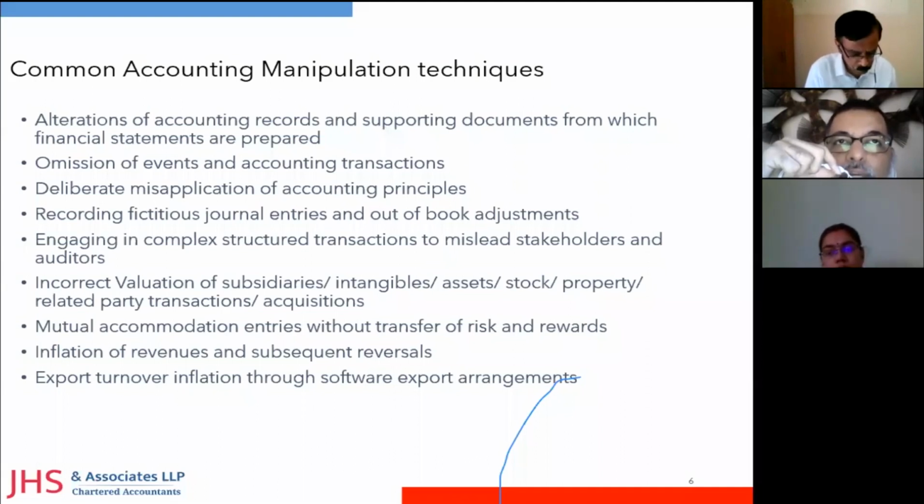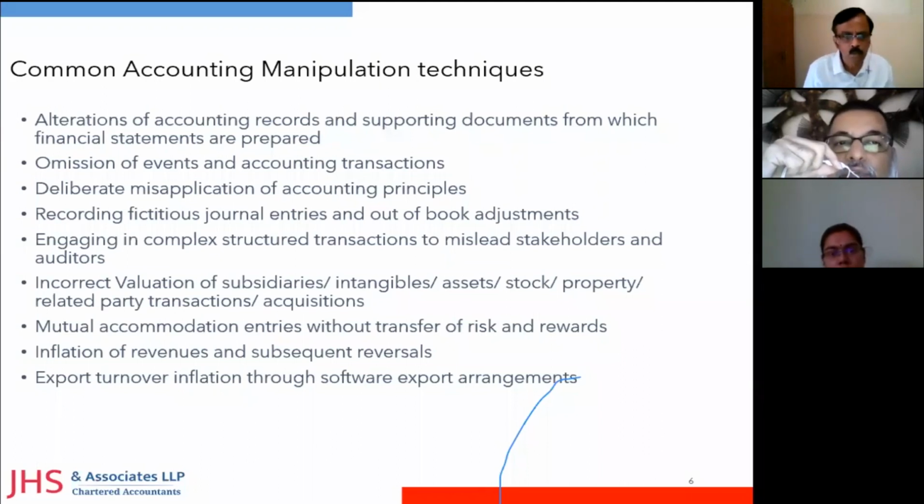A very common example is employee reimbursement claims. If an employee has forgotten to put a claim in the month of February and he puts the claim in the month of March, he will conveniently change the date of his claim from February to March, or from one year to another year, by forging the underlying voucher or record. So this is a simple example of alteration of underlying records and supporting documents from which financial statements are prepared.